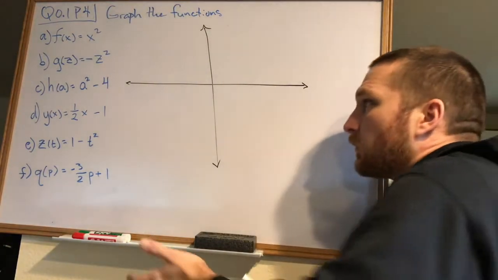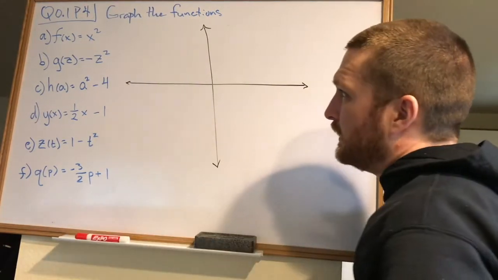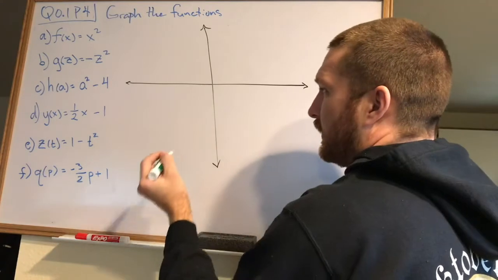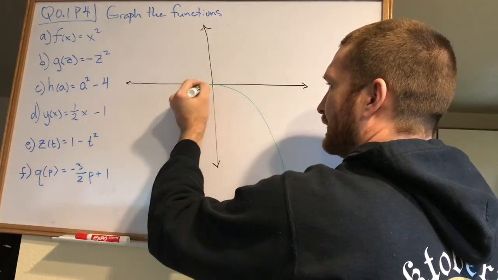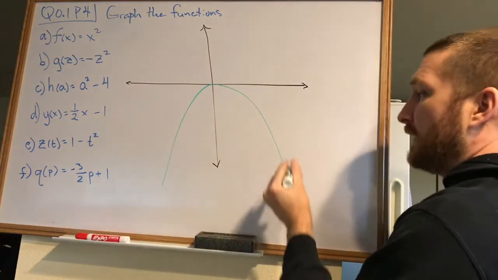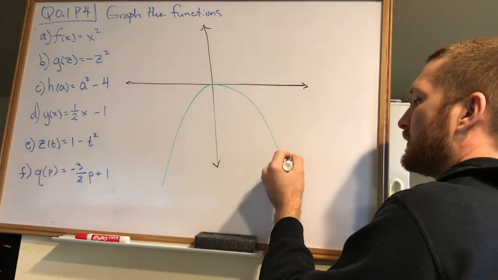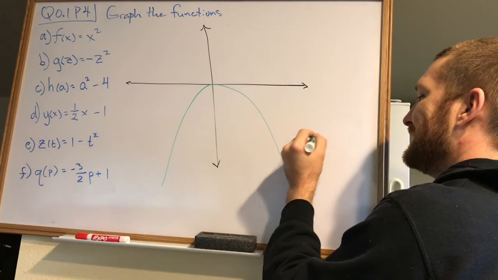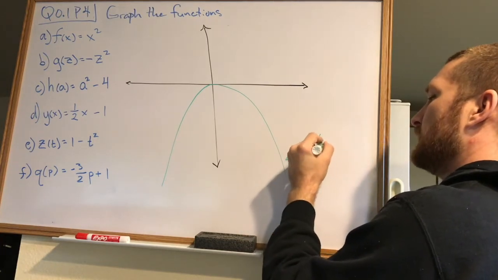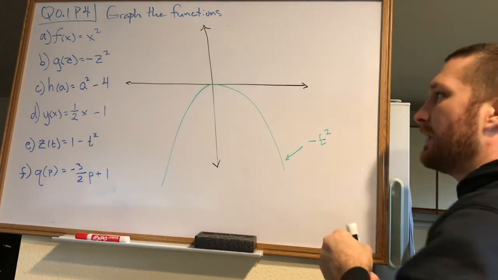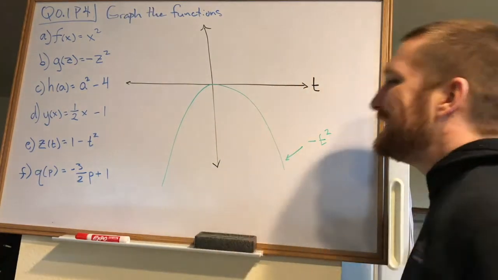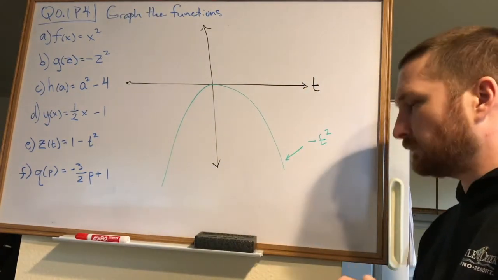It's the downward facing cup, right? So negative z squared, or in this case it would be negative t squared, looks like that. In fact, I'm going to go ahead and say that this right here, that function, is negative t squared. That's what it looks like when we are on the t-axis.